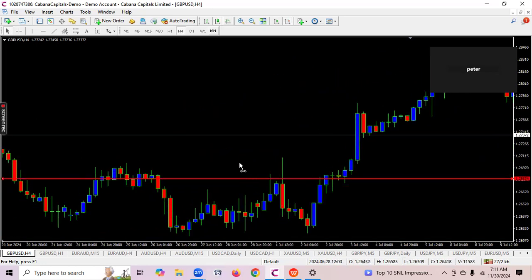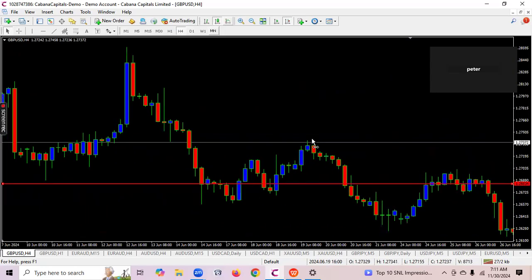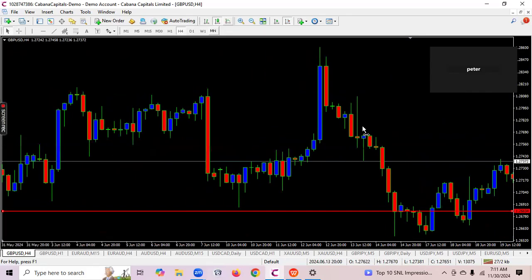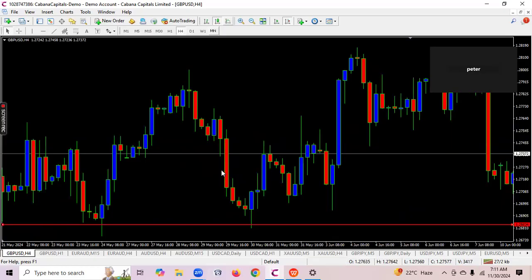Let's find one more example of the next candlestick pattern. This is a spinning top, a bearish spinning top. This one also is a bearish spinning top. This is a spinning bottom.